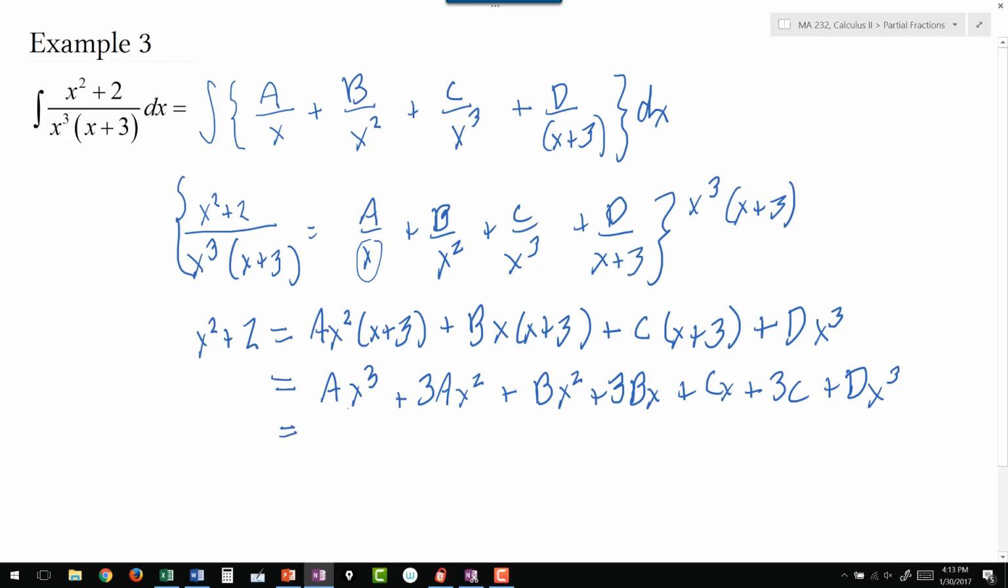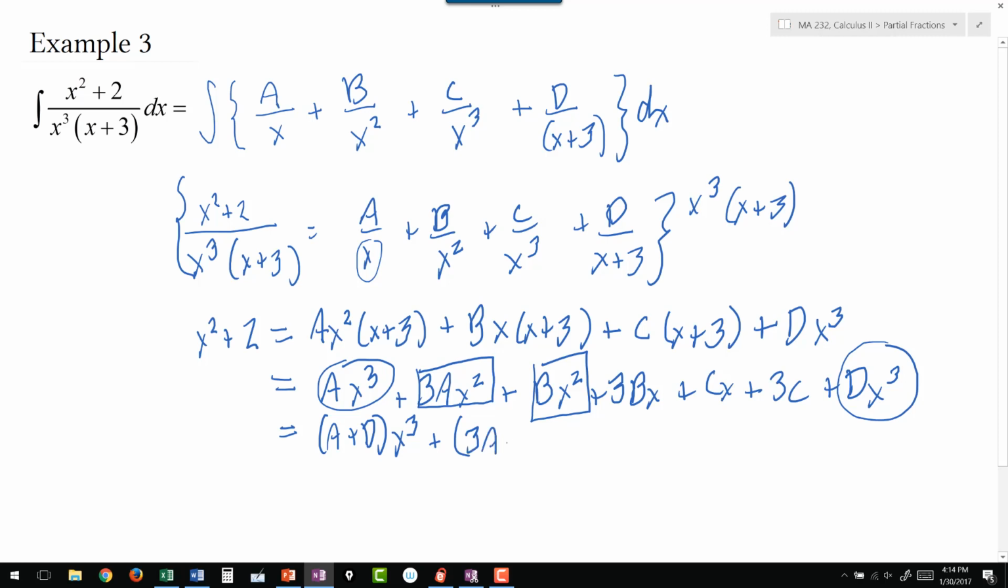All right, collecting like terms, I'll have a coefficient in front of the x cubed of a plus d. Right, I have 2 x cubed terms, ax cubed and dx cubed. As far as x squared terms, I have 3ax squared and a bx squared. That means I have 3a plus b times x squared.